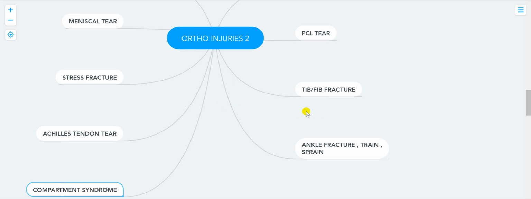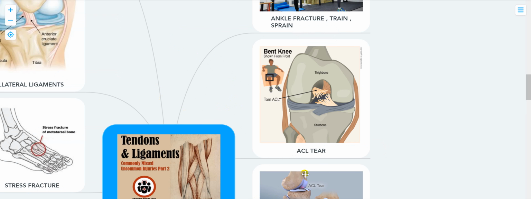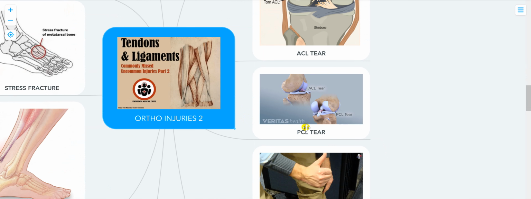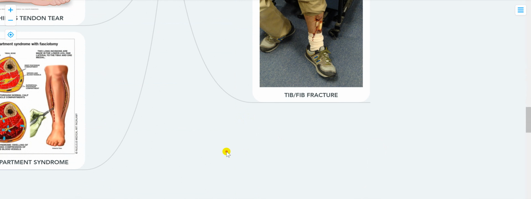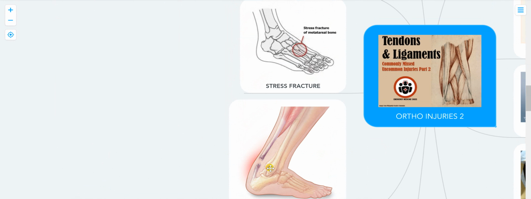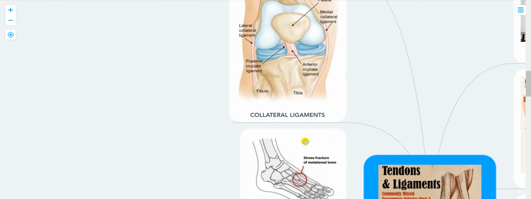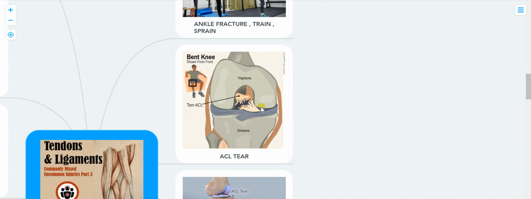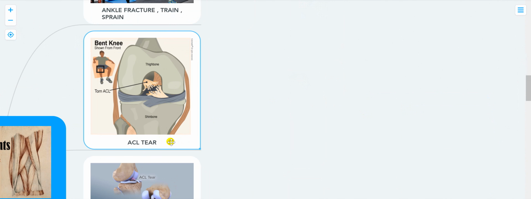let's generate pictures for each one of them, and boom, we have the pictures: ankle fracture, ACL tear, PCL tear, tibia fibular fracture, compartment syndrome, Achilles tendon tear, stress fracture, collateral ligaments, meniscal tear. Let's talk about each one of them. Okay, let's start with an ACL tear.